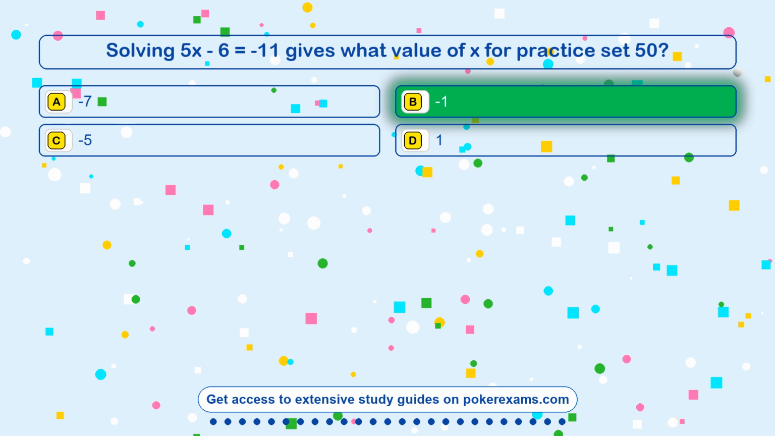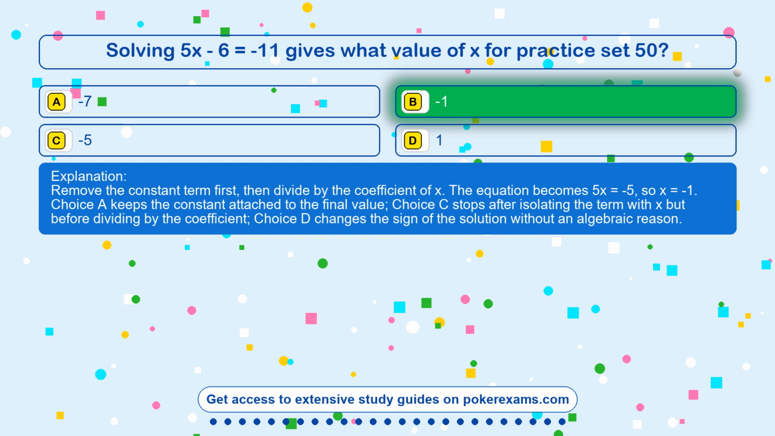The correct answer is option B, minus 1. Remove the constant term first, then divide by the coefficient of x. The equation becomes 5x equals minus 5, so x equals minus 1. Choice A keeps the constant attached to the final value, choice C stops after isolating the term with x but before dividing by the coefficient, choice D changes the sign of the solution without an algebraic reason.